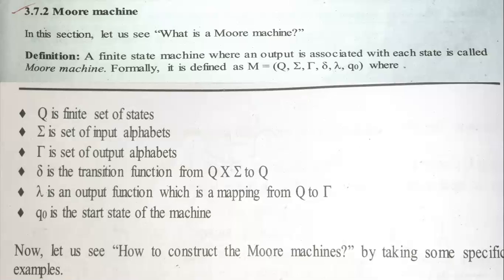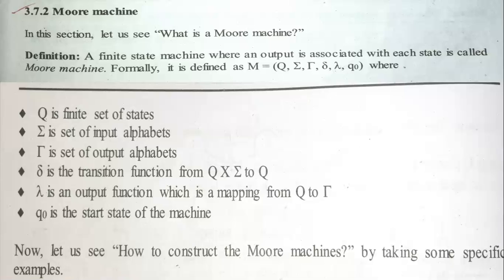Formally, it is denoted as machine M = (Q, Σ, Γ, δ, λ, q0), where Q stands for the total number of states, the finite set of states. Obviously, like how many different states are involved in designing this particular Moore machine, that will be considered using Q exactly. Then the input alphabets, like a, b or else 0, 1, or any other alphabets you are using as input for that particular Moore machine, will be named under Σ exactly as usual.